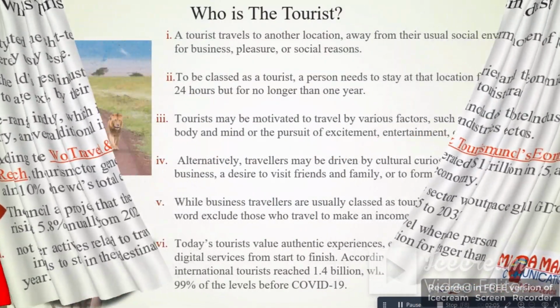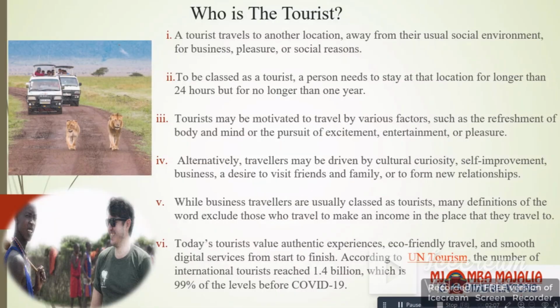So who's a tourist? A tourist travels to another location away from the usual social environment for business, pleasure, or social reasons. To be classed as a tourist, a person needs to stay at that location for longer than 24 hours, but for no longer than 1 year. So that's the definition of a tourist. If you stay in a place more than 24 hours, less than a year, you qualify as a tourist, if you're going there for business, pleasure, or social reasons.